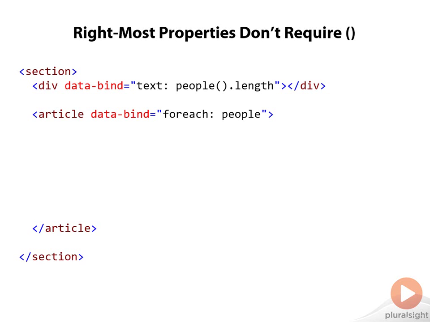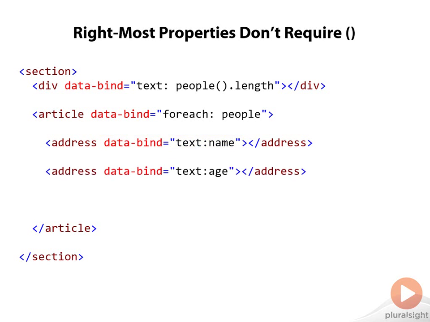Now we have an article. We're going to dive into all the people in that observable array. Notice here, I don't have to use parens because Knockout says it's the rightmost property, that's people, and therefore I'm going to unwrap that and make sure I can get to the people array. Inside of here, now we're on each individual person. These again were observable properties. Name should be an observable, right? That's right, but the name is the rightmost property, so I don't need parens. It's going to unwrap it. Same thing happens with age.